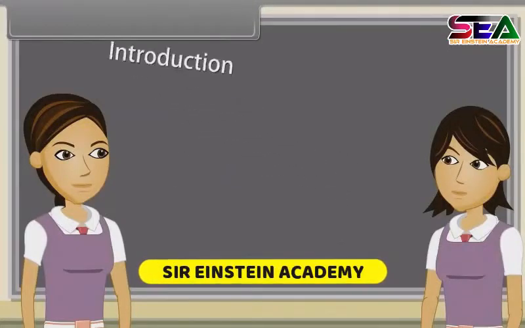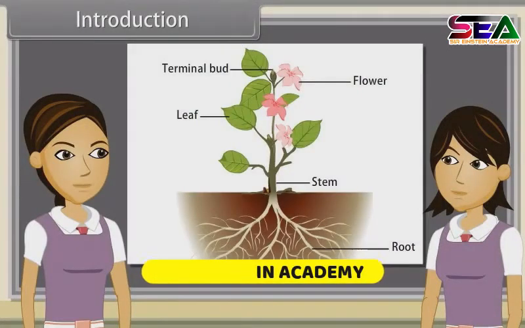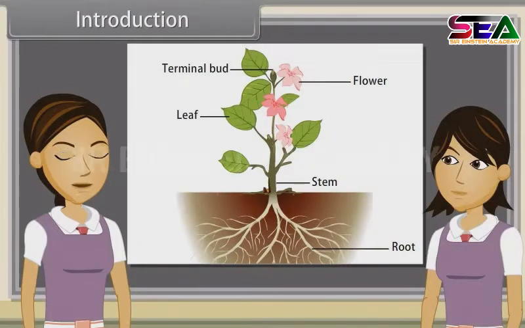Introduction. When we observe a plant, we see that every plant has roots, stem, and leaves. Plants also have flowers and fruits. We have already discussed characteristics, types, modifications and functions of roots, stems, leaf, and inflorescence. Now we will study flowers.